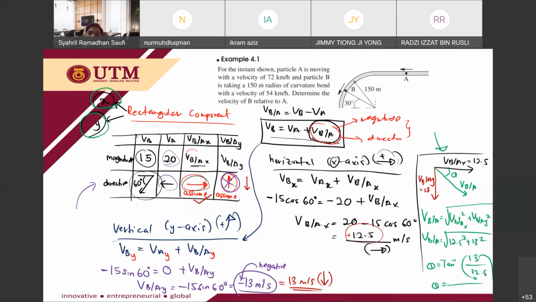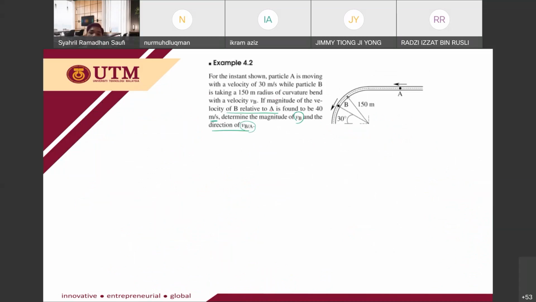Because if you use rectangular components, you have only two equations that you can develop. So with two equations, you can solve two unknowns. For case 4.2, your unknowns come from VB and the angle of VB through A, because the magnitude of VB through A is already provided in the question, 40 meters per second. So this case is actually the same as the previous example.